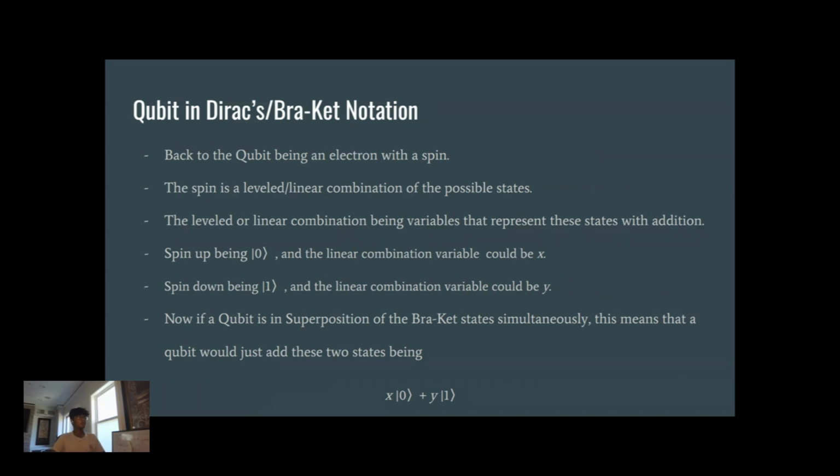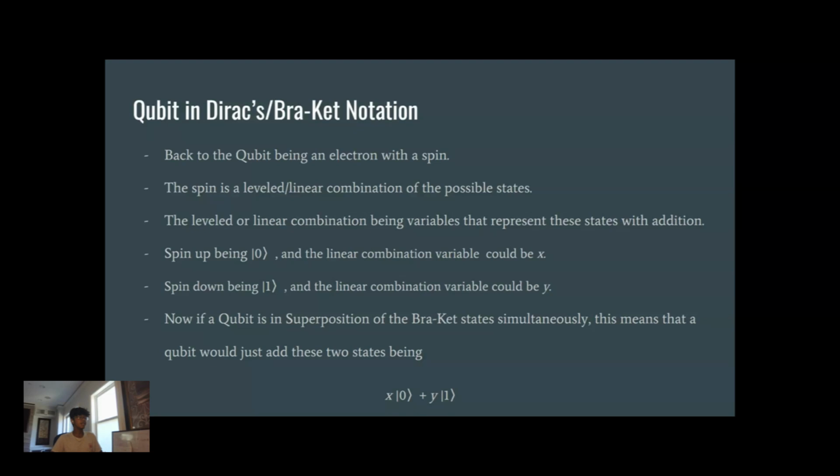Right, so why don't we go back to when we were talking about a qubit being an electron with spin in superposition. Now, that spin is a linear combination of the two possible states. That linear combination is the variables that represent these states with addition. Spin up, or 0, is the linear combination variable of x, and spin down, 1, is the linear combination variable of y. Now you could name it anything since they are variables.